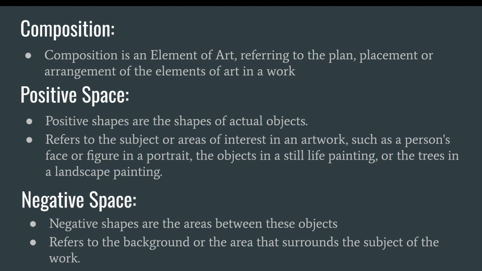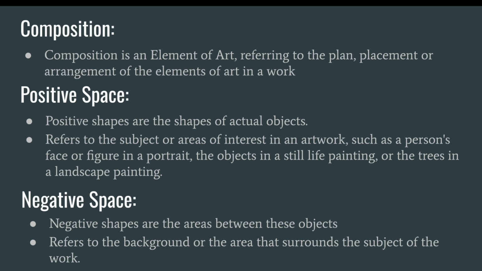Positive shapes are the shapes of actual objects, or it refers to the subject or areas of interest in an artwork, such as a person's face or figure in a portrait, the objects in a still life, or the trees in a landscape painting. So those main subjects are considered the positive space.